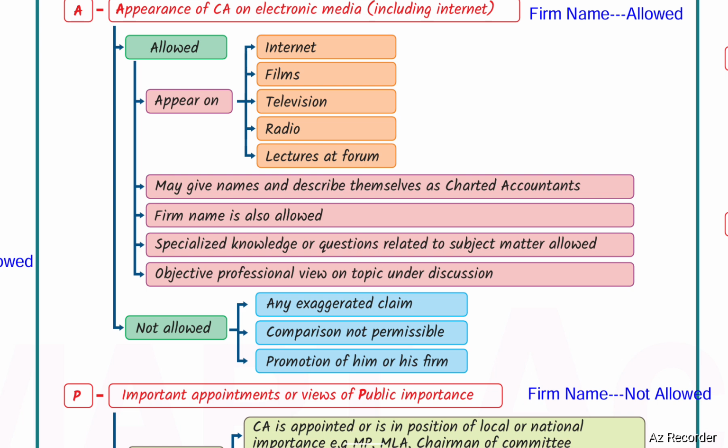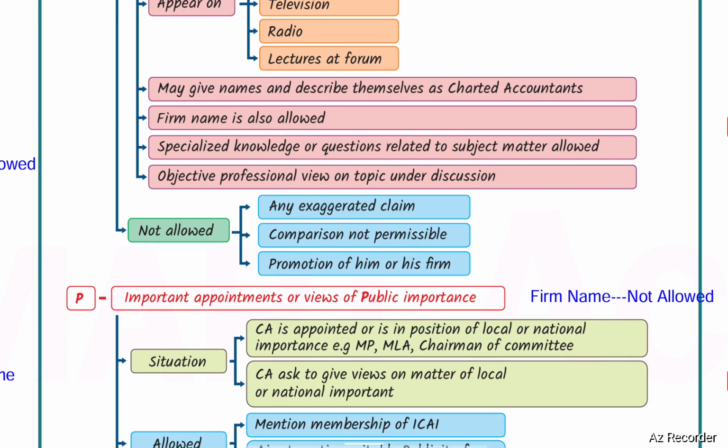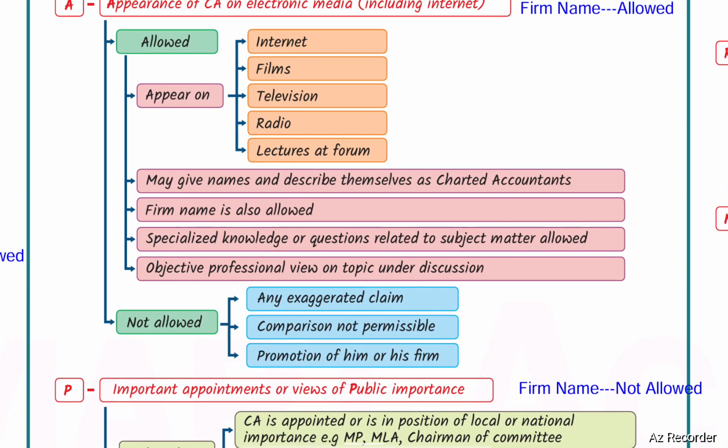Firm name is also allowed. Specialized knowledge or questions relating to subject matter. Allowed: objective professional view on topic under discussion. Three types are not allowed.